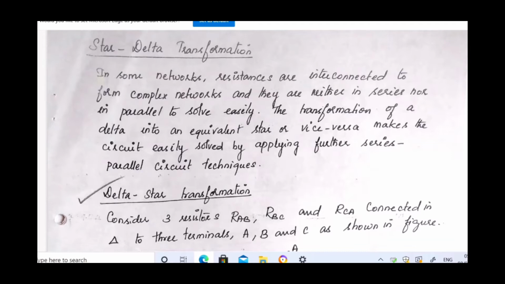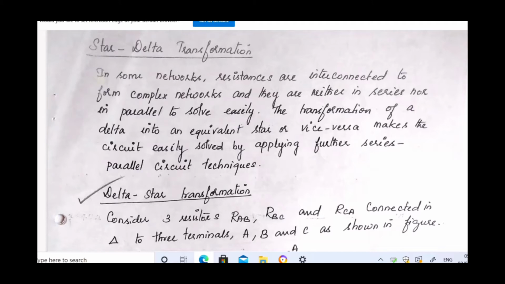A question arises in our mind: why do we need to go for these kinds of transformations, and what are delta and star connectivity? In a simple way I will explain. If you are connecting a network, resistances are connected either in series or in parallel. For a complex network, all the resistors are connected, but it is complex to solve.